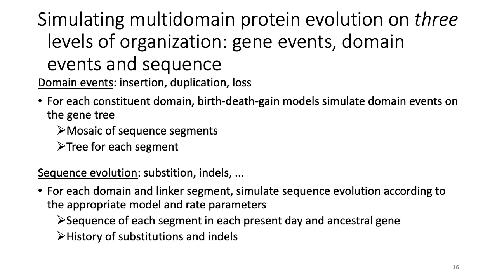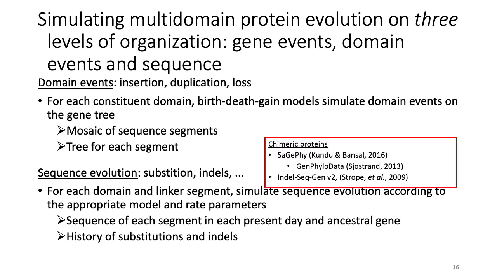Sequence evolution models are applied as before. However, the evolution of each sequence segment must be simulated separately because different domains may be evolving according to different models and different rates. SAGE-5, which is based on gene follow data, simulates modular protein families using this three-level approach. EvolCompGen is specifically designed to support different evolutionary models in different regions of the sequence.